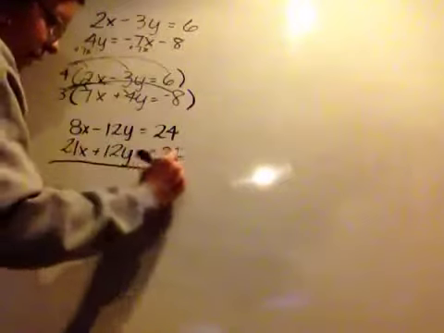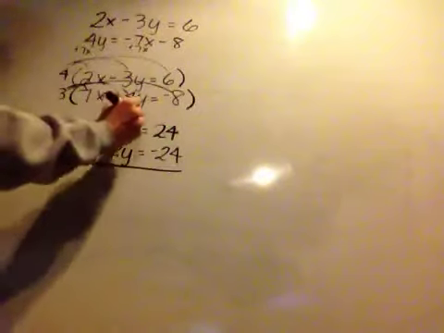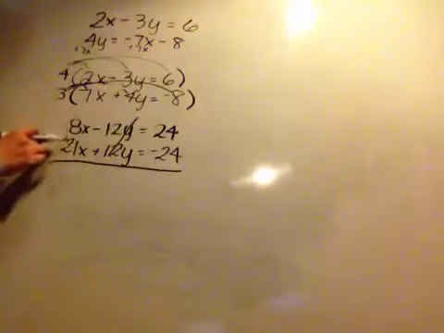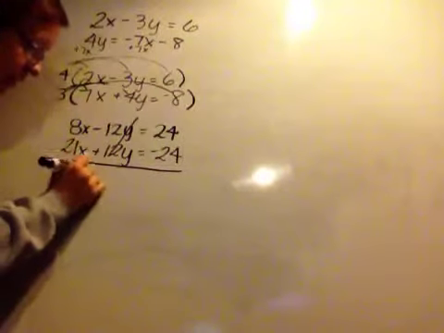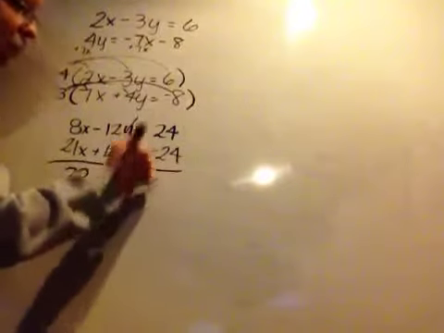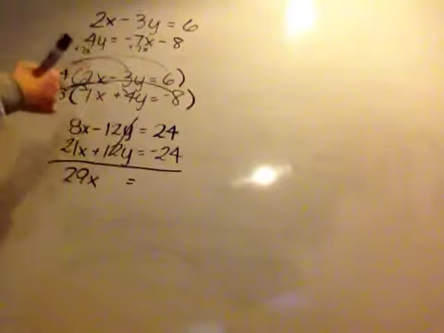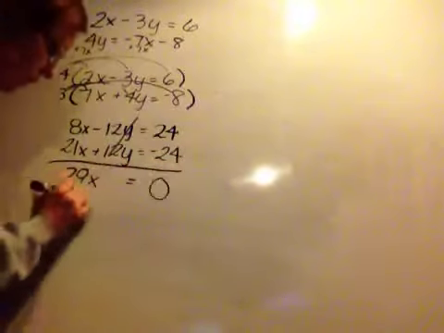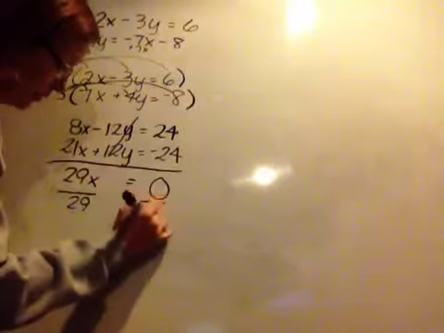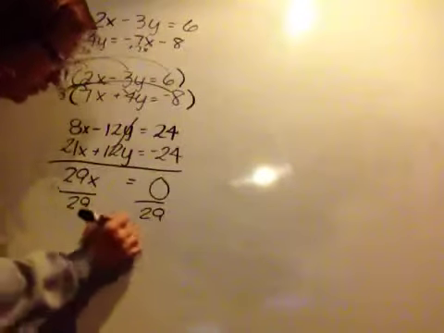Now I'm going to add the equations together. These will cancel. 21 plus 8 is 29x. 24 minus 24 is 0. I'm going to divide both sides by 29, and I get x equals 0.